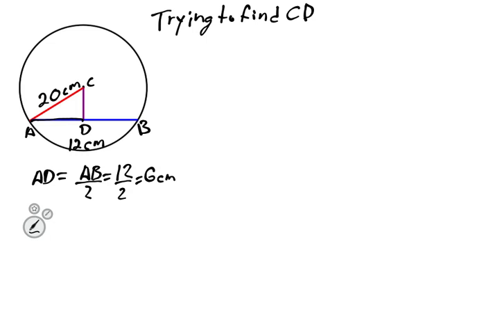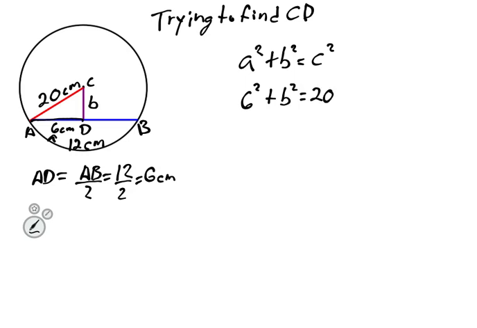So now we're trying to find CD. Let's fill in what we do know. We know this side here is 6. We don't know this side, so I'm actually going to call it B. And we know this side here is 20 centimeters. So once again, I'm going to set up the Pythagorean theorem. I'm going to let my A be 6 squared plus my B, I don't know yet, and my C is 20 squared.